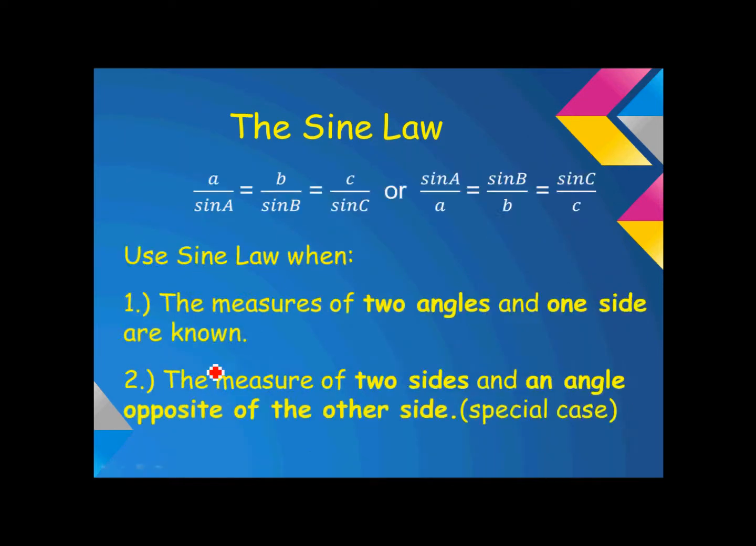Using the sine law, number 1, there are two angles and a side known. Number 2, two sides and an angle opposite of one of the sides, which is a special case, are given.